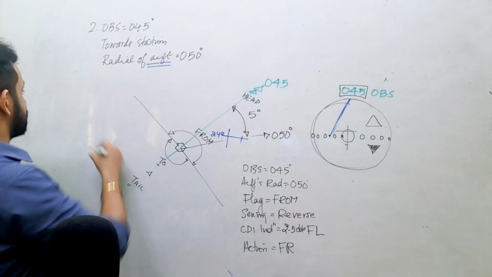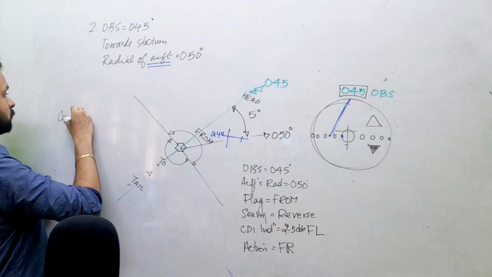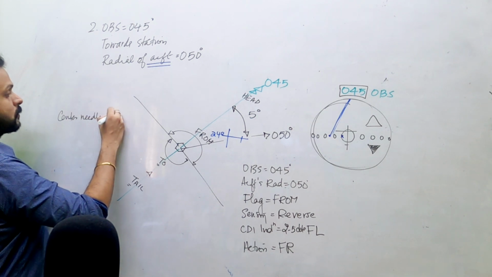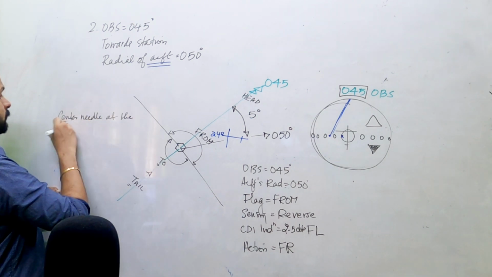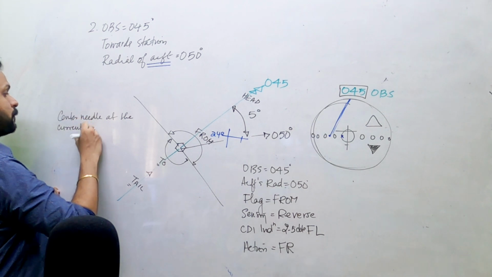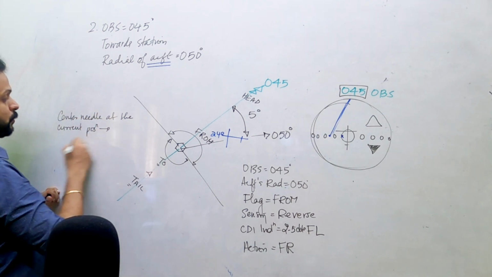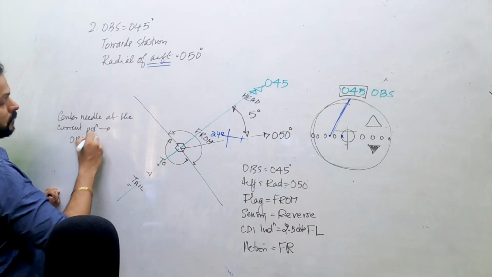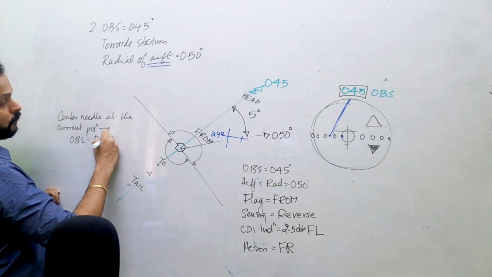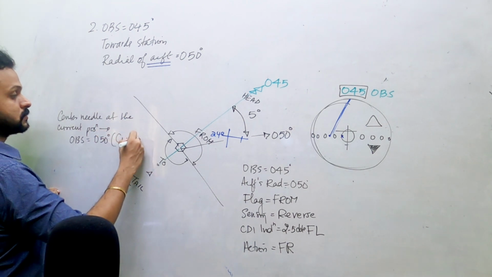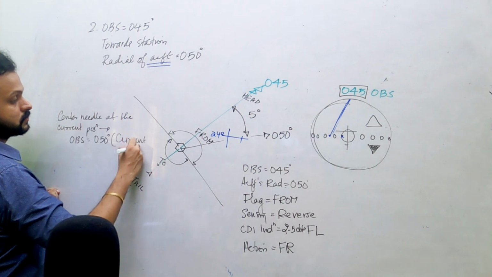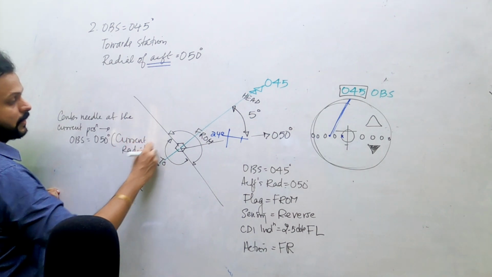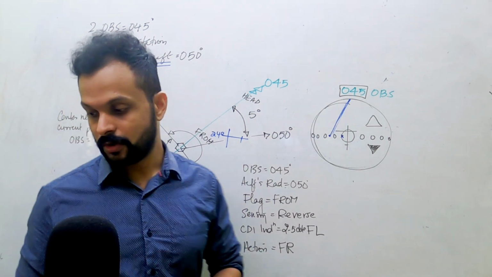So if I want to center the needle at the current position, what am I supposed to do? I have to set the OBS to 050, which is my current radial. Yeah, track from the station, which is the radial.